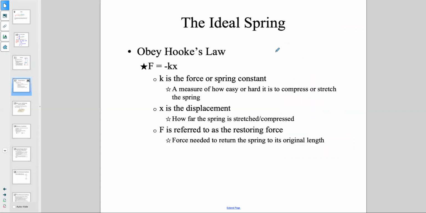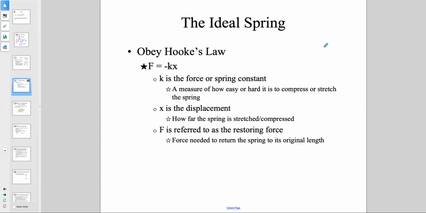So the ideal spring is the other part. It obeys Hooke's law, and Hooke's law is F equals negative kx. k is the force or spring constant. It's a constant that usually is given, or the problem might ask for it, but it is a constant. k is a measure of how hard it is to compress or stretch a spring. A higher k means it's more difficult to compress or stretch a spring, versus a very small k, which means that it is much easier to stretch a spring or compress it.